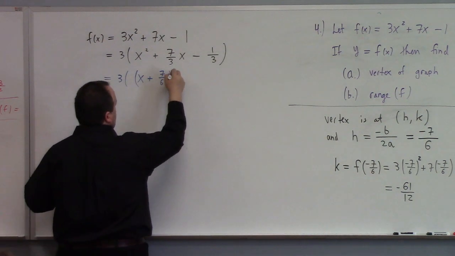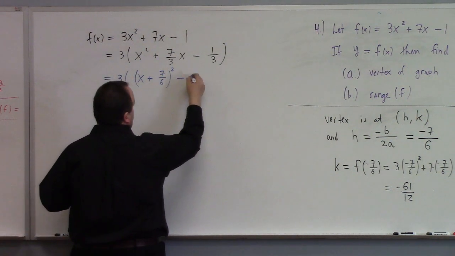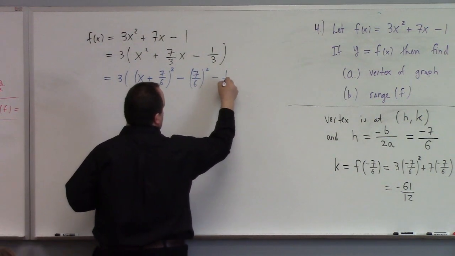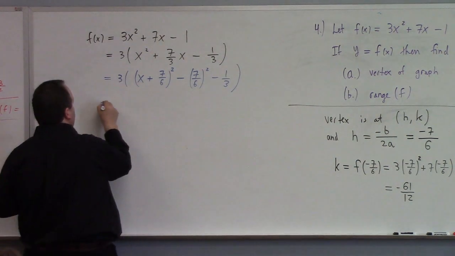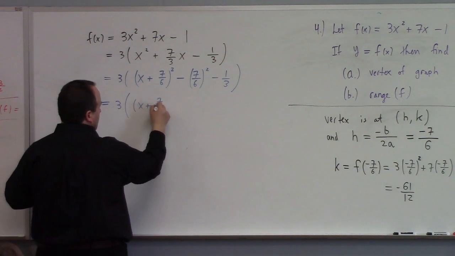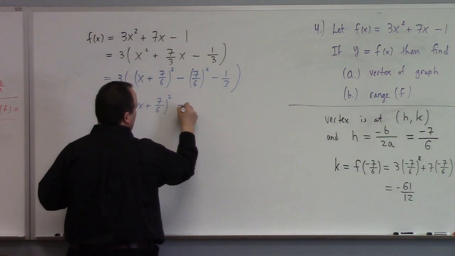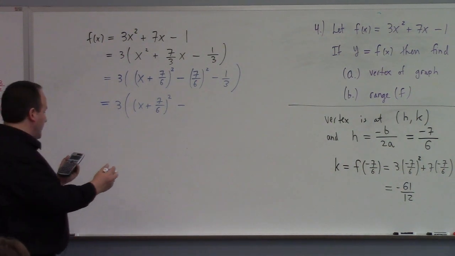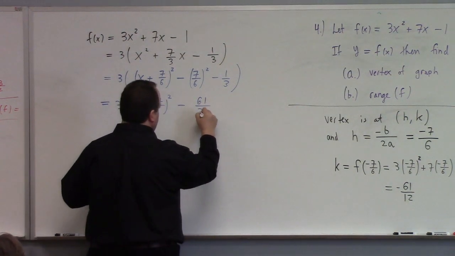So I do x plus 7/6 quantity squared. But then to be fair, I have to subtract 7 over 6 quantity squared, and I still have that minus 1/3 there. So this gives me 3 times x plus 7 over 6 squared. And then I'm going to use my calculator to make that pretty. What I'm looking at there is 49 over 36 minus 1/3. That's 61 over 36 actually, so minus 61 over 36.